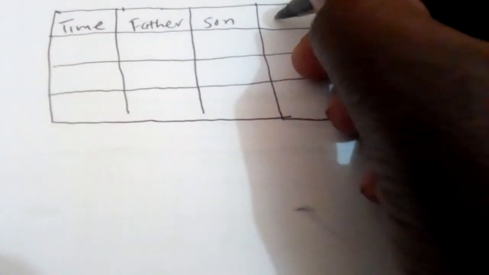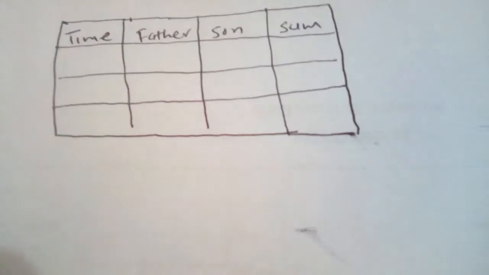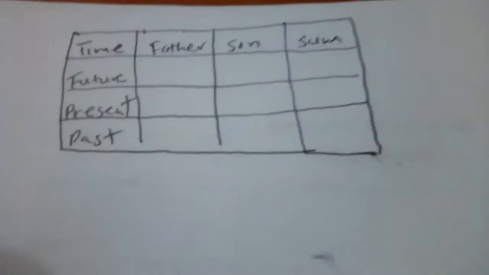So the first cell, I will write time. Second one here, I'll write father. Third cell, last one, I put sum. Okay, and you see why I'm saying that. So from time downward, I'll say this is future, because we saw some information telling us more about the future. We saw another one telling us more about now, that is the present, and we take one more for the past. We were told 5 years ago.